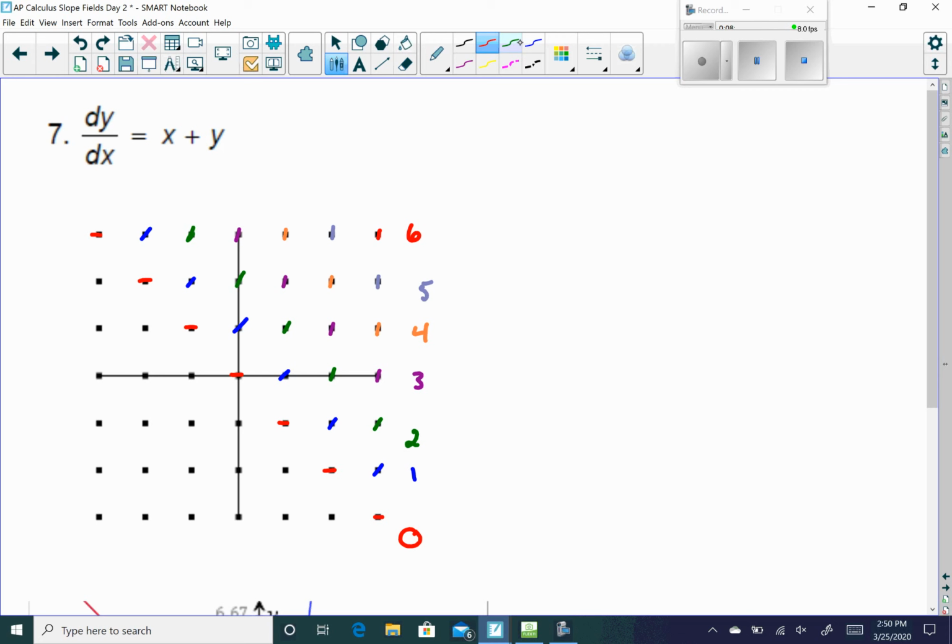On the other side, we should just have the opposite. So if I go over to -1, 0, we're looking at a slope of -1. So it's going to start to look like this. At 0, -1, we'll have a slope of -1. At 1, -2, we'll have a slope of -1. And at 2, -3, we'll have a slope of -1. At -2, 1, we'll have a slope of -1. And -3, 2, we'll have a slope of -1.